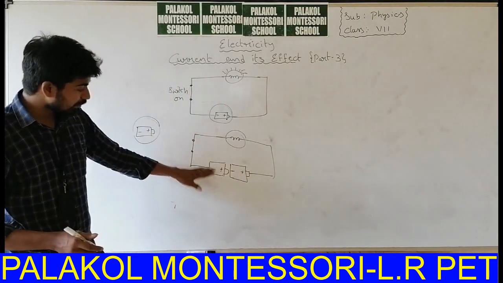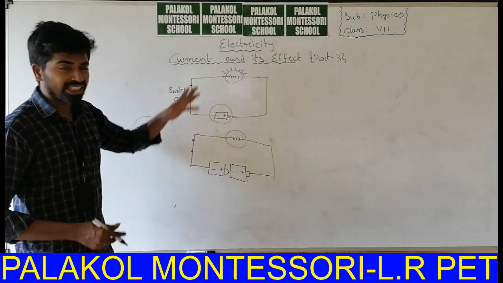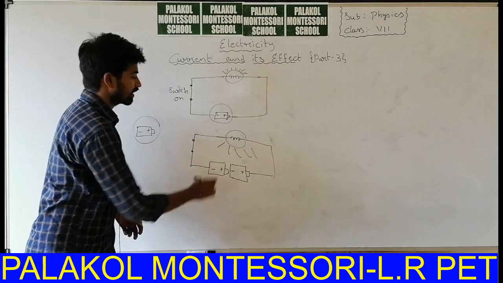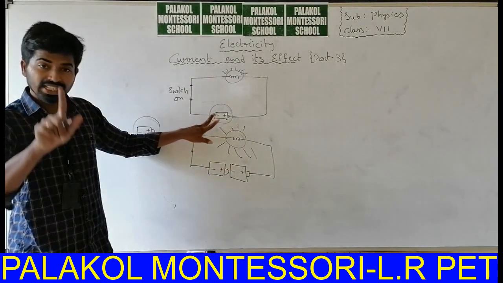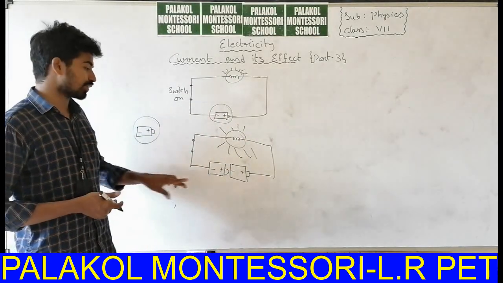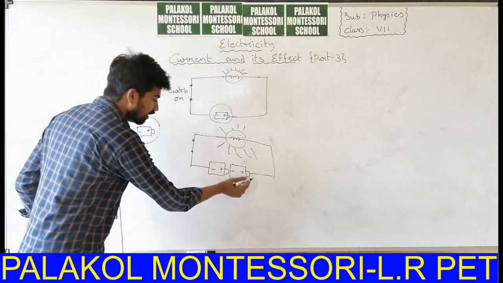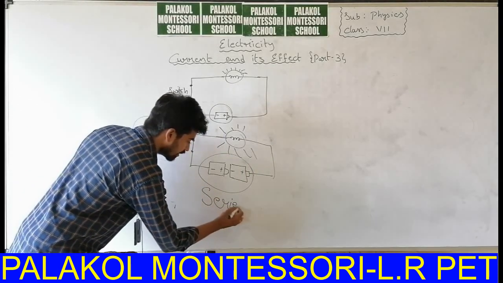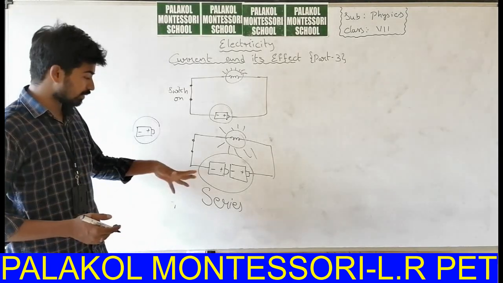If you connect batteries like this, the brightness of the bulb will increase. The bulb will be brighter than the previous one. Why? Because here only a single battery is used, and here two batteries are used. We will call this connection a series connection. I will explain later what is meant by series.